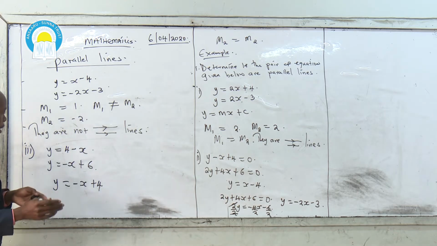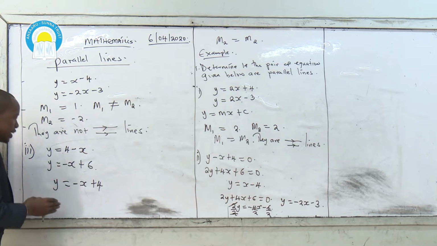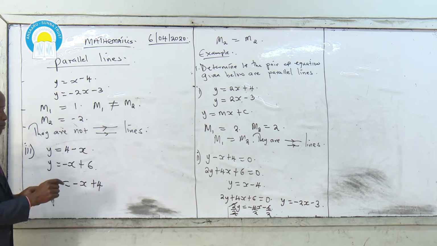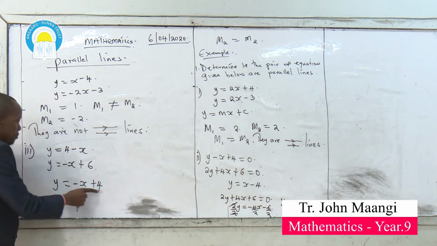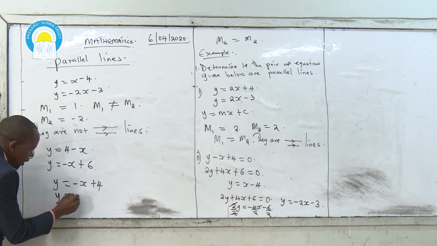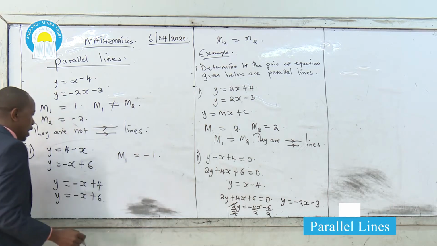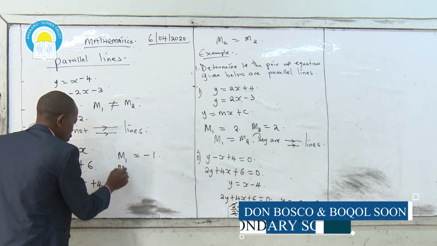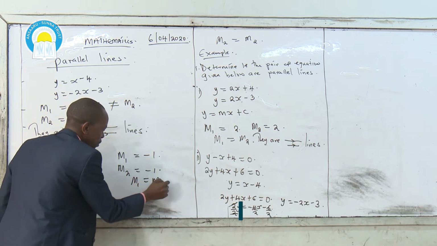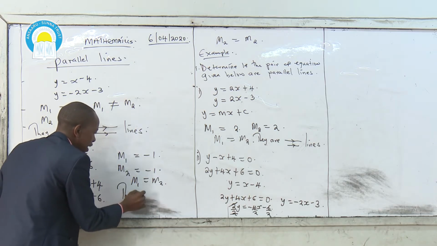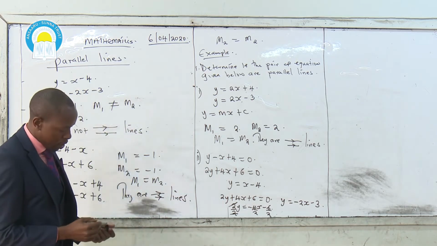And I remind you of what he said last time, that we can only change the sign once it crosses the equal sign. But if it has not crossed the equal sign, then it remains the same. Now, the next is y is equals to negative x plus 6. Now, our m1 is equals to negative 1, and our m2 is equals to negative 1. So, m1 is equals to m2, meaning they are parallel lines because they have the same gradient.